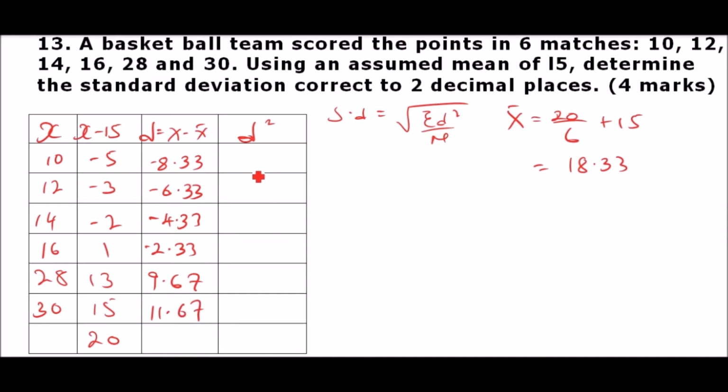This is d squared, so you square this. Minus 8.33 squared will give you 69.39. The other one will give us 40.07. This will give us 18.75. Then we have 5.43, and we have 93.51, and this will give us 136.19.